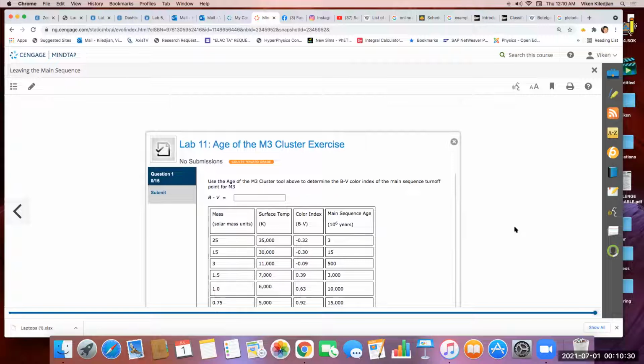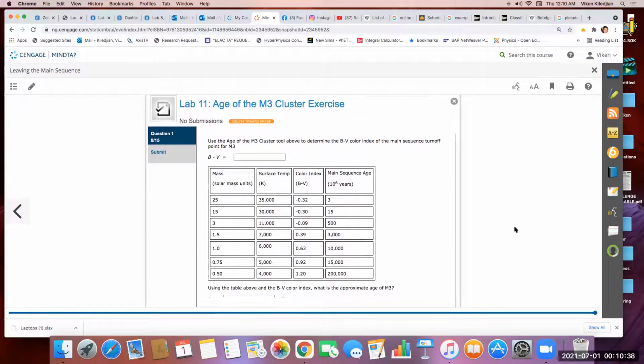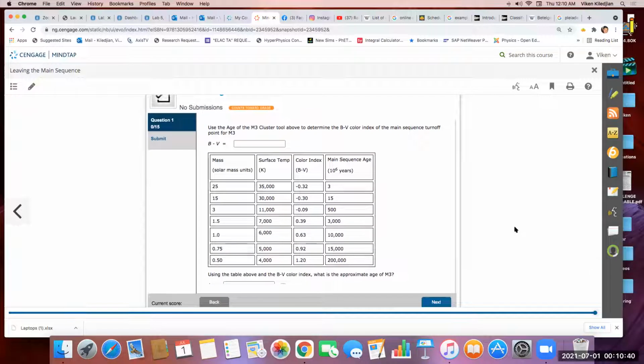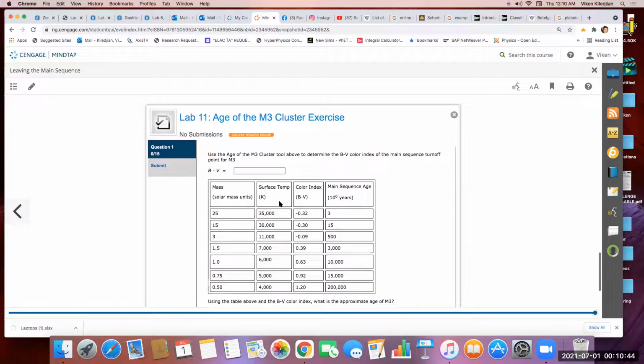Use the age of the M3 cluster tool above to determine the BV color index of the main sequence turnoff point for M3. Use the table above in the BV color index. What is the approximate age of M3? Okay, so then you use the age of the M3 cluster tool to determine the BV color index of the main sequence turnoff point.